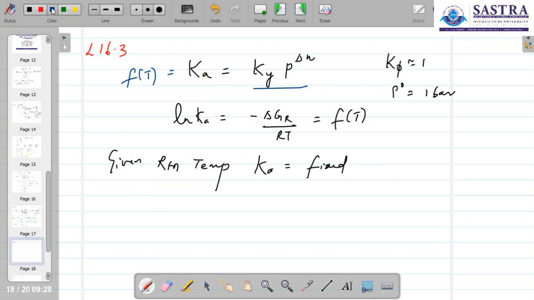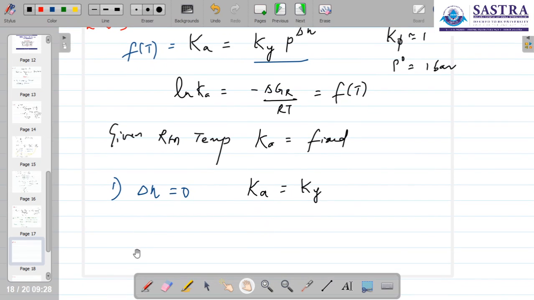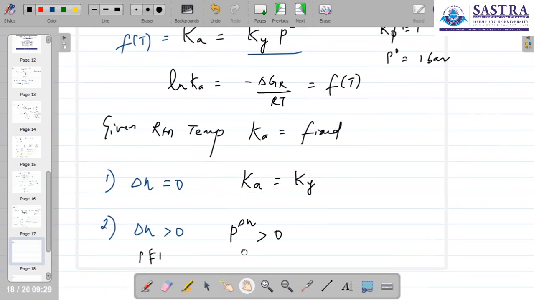Now let's take the first case, which is a very simple case. What if delta n equal to 0? If delta n equal to 0, then Ka is equal to Ky, so there is no effect of pressure, and this is fairly straightforward. Let's see the second case: delta n greater than 0. That eventually means P power delta n is greater than 0, so you have the pressure going to be a positive finite number. This is for pressure greater than 1 bar. Obviously, if you do the reaction at 1 bar, then there is no effect of pressure. So P is not equal to 1. We can also have a vacuum pressure of 0.5, 0.6, for any specific reaction system.